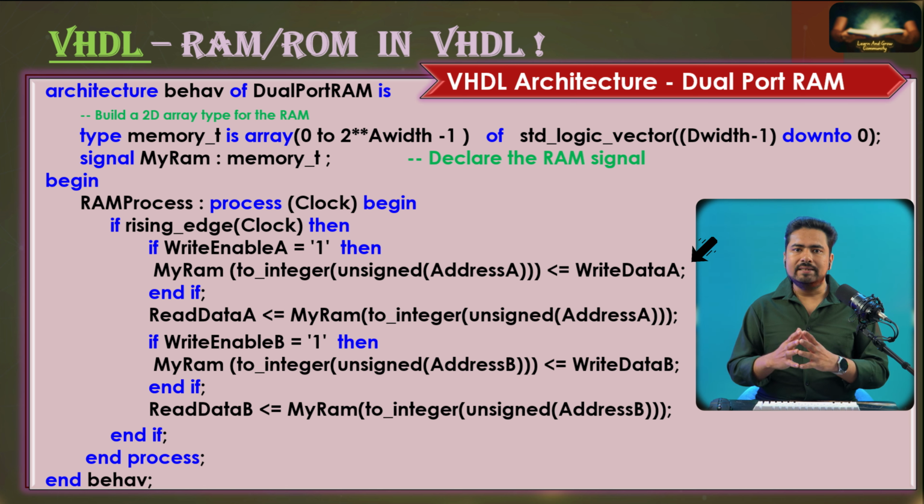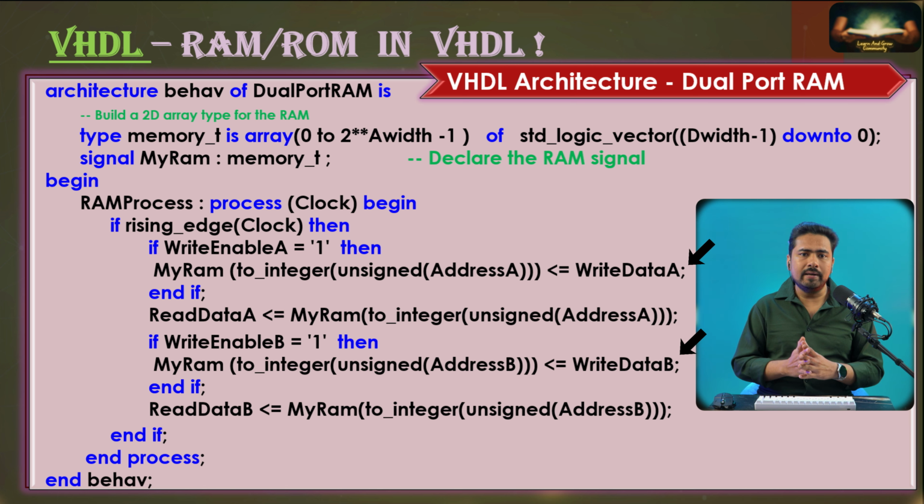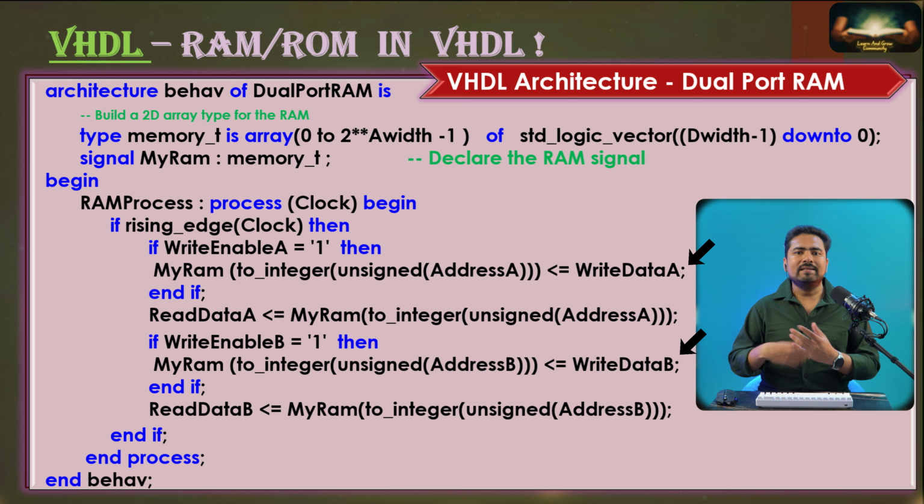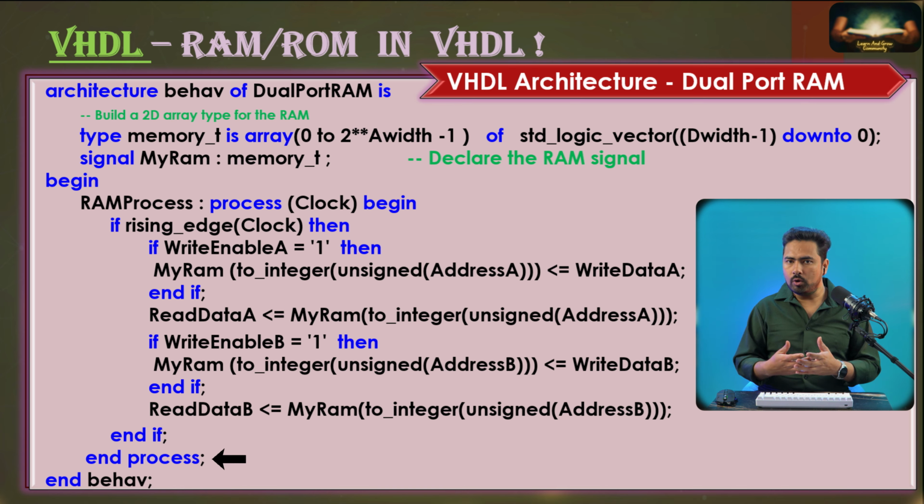So both of these input output sets are independent from each other while accessing the same memory. Finally, let's terminate all the if conditions, then the process block, and in the last, the architecture body.